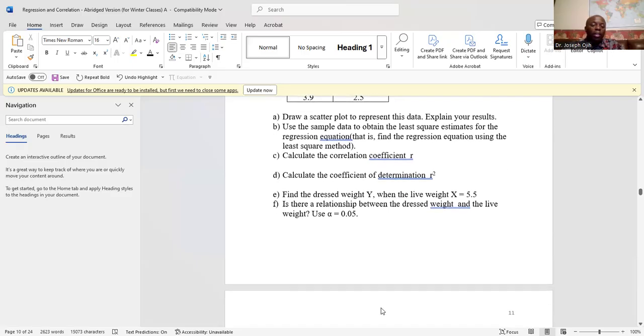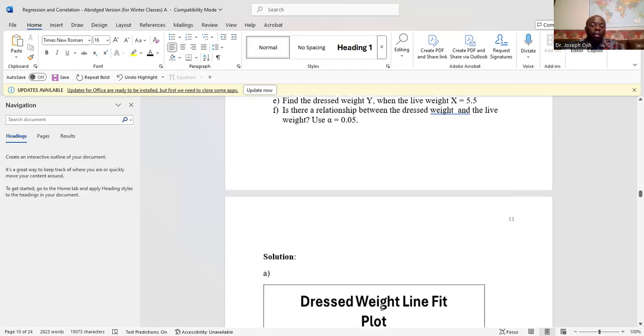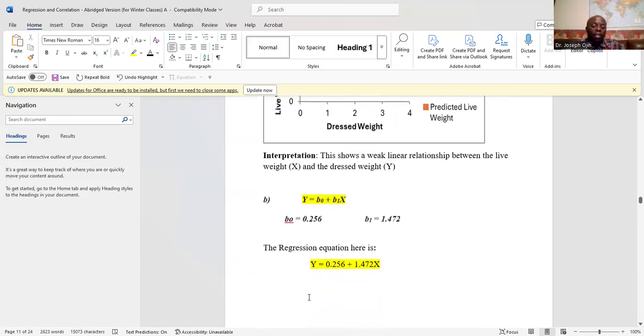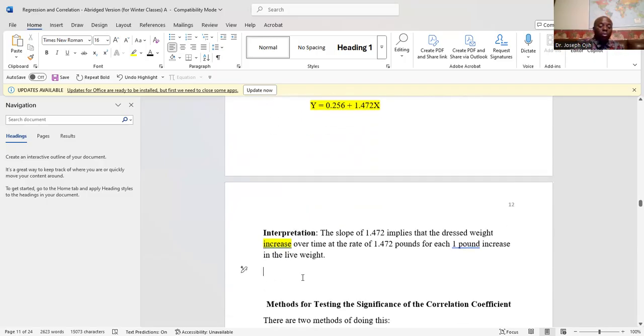Okay, you can do that. Part C is already done for us, as a matter of fact. The Excel has already done it. We just go there and pick the answer from there.